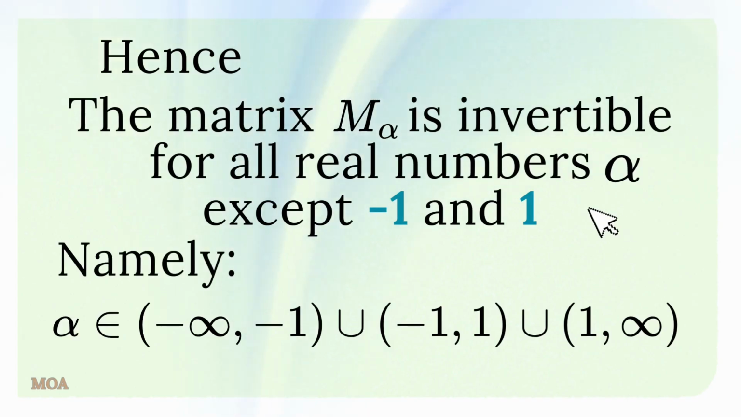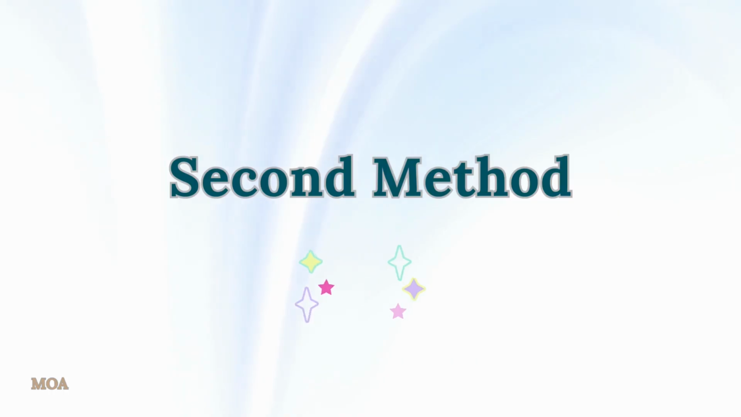Hence, the matrix M sub alpha is invertible for all real numbers alpha except -1 and 1. Namely, the matrix M sub alpha is invertible for all real numbers alpha belonging to the open interval from -∞ to -1, union -1 to 1, union 1 to +∞. Now, let us move to the second method and verify the results.